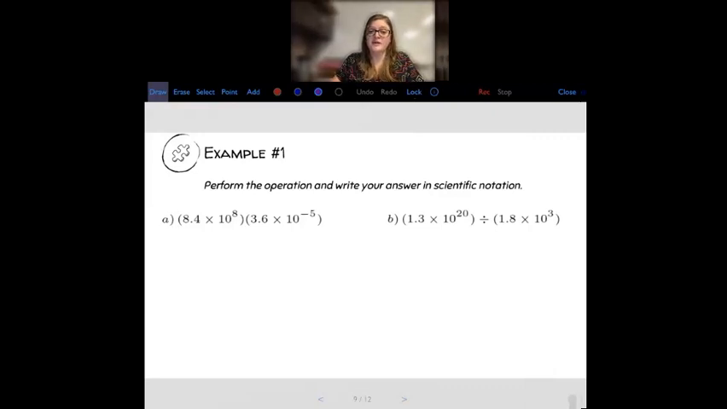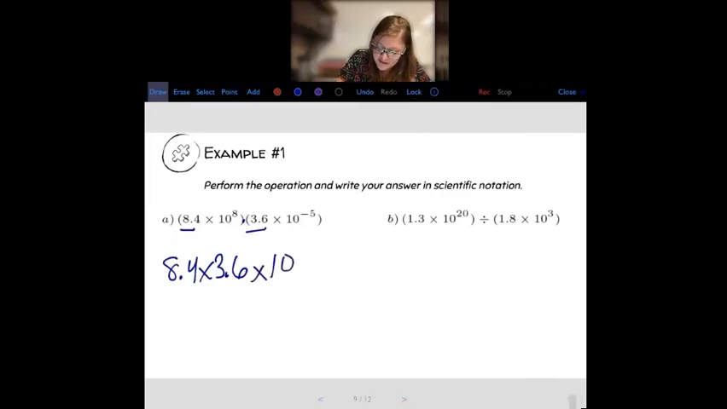So example 1, perform the operation and write your answer in scientific notation. Part A, 8.4 times 10 to the 8th, and this is multiplication, 3.6 times 10 to the negative 5th. So what we're going to do with this one is multiply 8.4 and 3.6 because those two numbers are being multiplied. And then we're going to have times 10, and to determine the power of 10, since our operation is multiplication, we're going to add the exponents. So we're going to take 8.4 times 3.6, and we get 30.24, times 10, 8 plus negative 5 is 3.